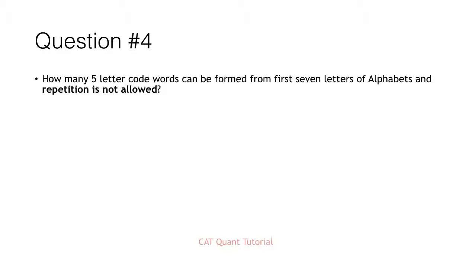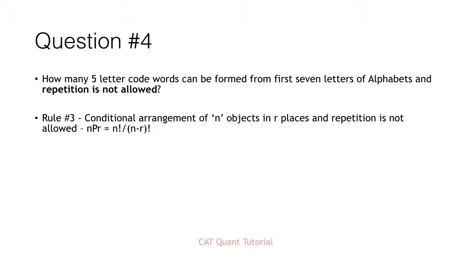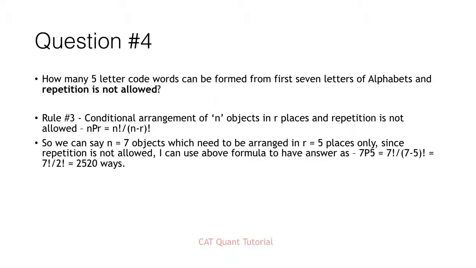Coming to rule number 3, do you think that this would answer this question? Yes, it would. Conditional arrangement of n objects in r places. So n is 7 letters, and r places is the 5-letter code, so r becomes 5. The repetition is not allowed, so my answer is based on the formula nPr, which is n factorial divided by n minus r factorial. If I put in all the numbers, it becomes 7P5, that is 7 factorial divided by 7 minus 5 factorial, or 7 factorial divided by 2 factorial, that is 2520 ways.